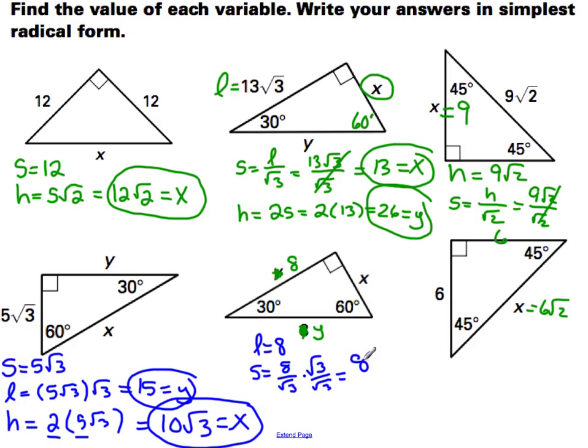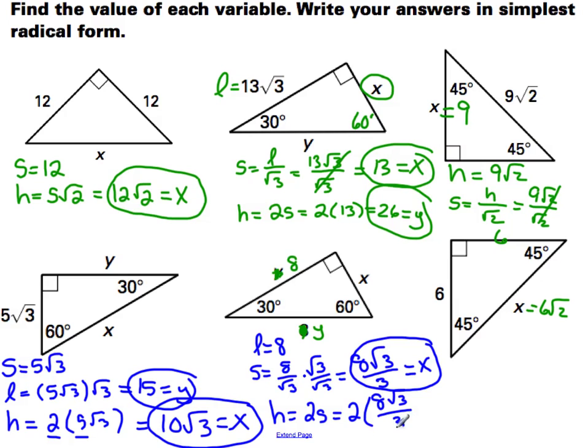So that would give me 8 times the square root of 3 over 3. I can't really simplify that any further, so I'll just leave that as my x value. My y is going to be the hypotenuse. Hypotenuse is always going to equal 2 times the short leg. Well, in this case, that's 2 times 8 square root of 3 over 3.